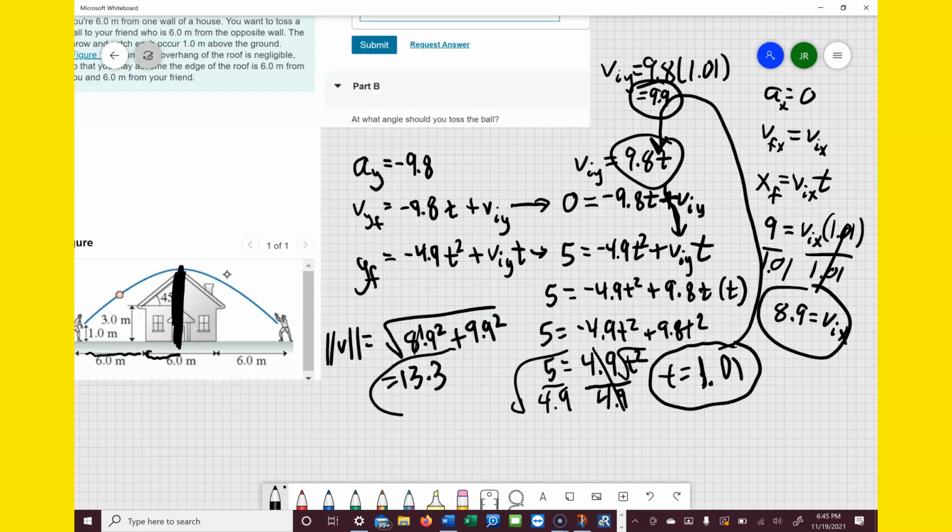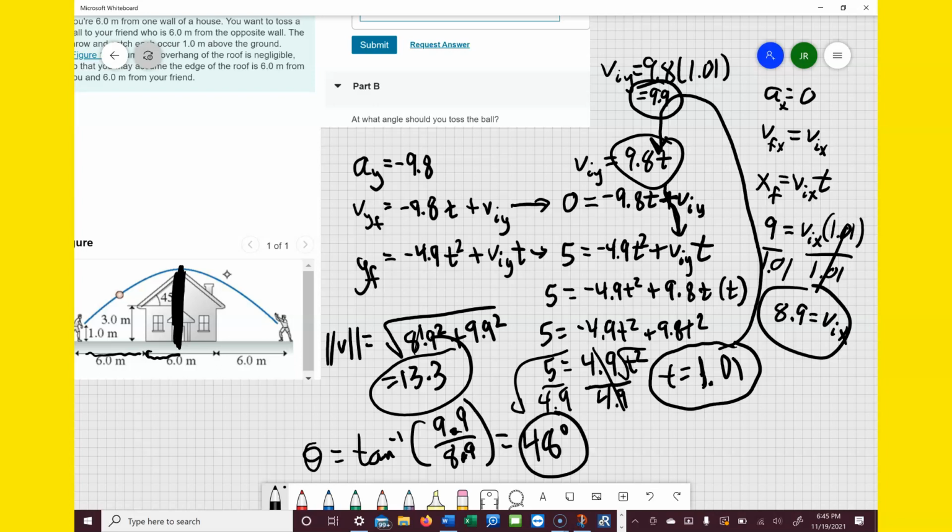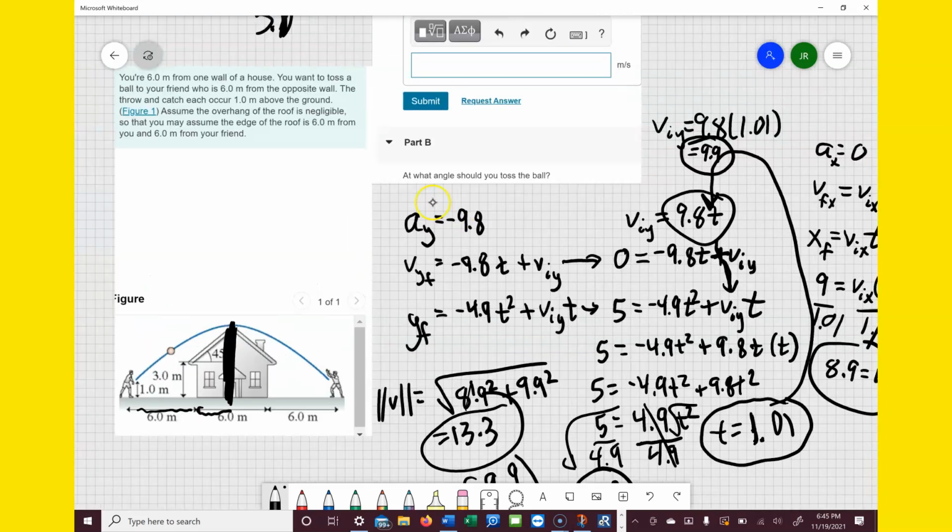And that is my answer for part A. For part B, the angle is the arctan of the vertical component over the horizontal component. So 9.9 over 8.9. And that turns out to be about 48 degrees. That's my answer to part B. So I hope that helps you to get number 5 right.